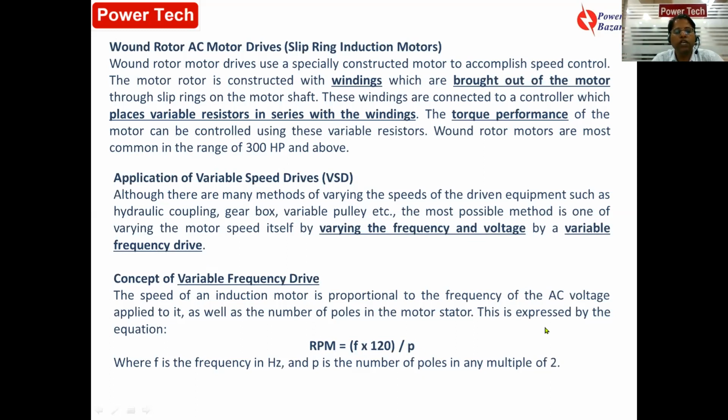So for 3000 RPM, what will be the number of poles? F is 50, 120 F is 6000, so poles will be 2. Now if poles is 4, what will the RPM be? 6000 by 4, 1500 RPM. Now if I can change F keeping P constant, then what can I find out? I can find out different RPM. So by changing frequency, you can also change the RPM.